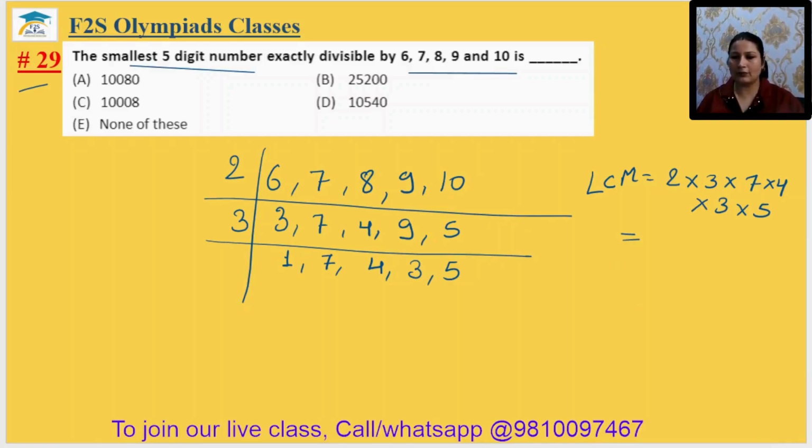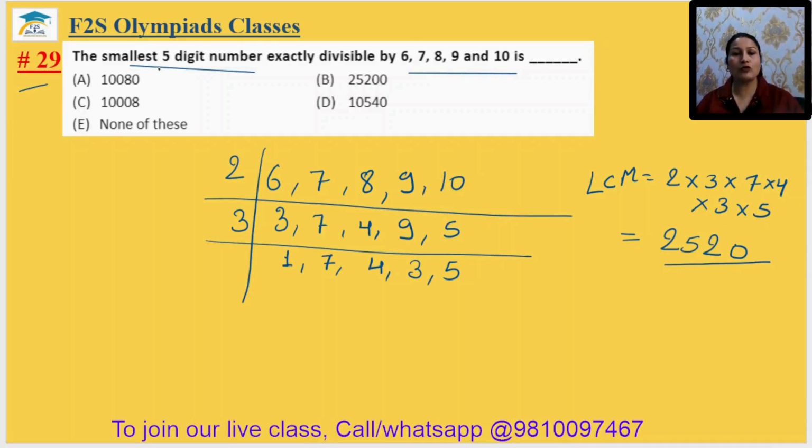Okay, so let's multiply it. 3 2s are 6, 6 7s are 42, multiply by 4, 168, multiply by 3, 504, multiply by 5, 2520. 2520 is the number which can be exactly divisible by these numbers.